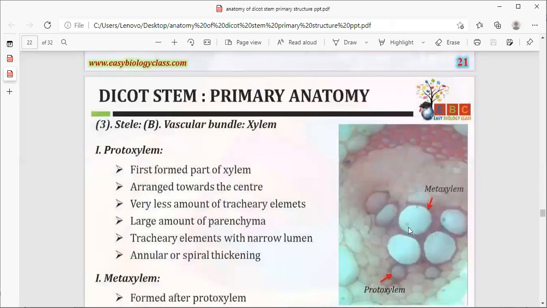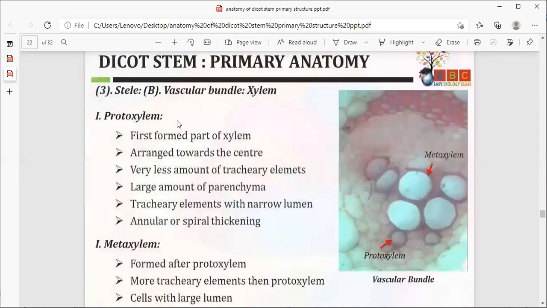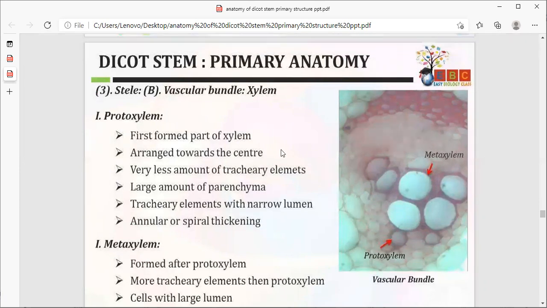If we see the larger ones, these are the metaxylem, while the smaller ones we call protoxylem. Why are they differentiated? The protoxylem originates first, and it is the young one, so it is smaller. The mature one is called meta, while the earlier, young one we call proto. It also forms a part of the xylem arranged toward the center, with very little amount of tracheary elements and a large amount of parenchyma.